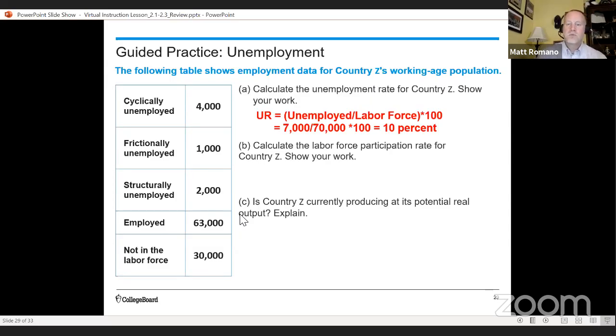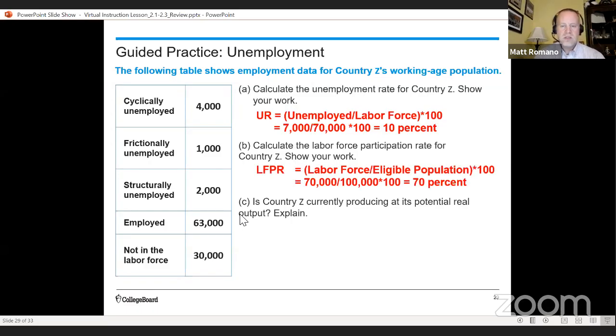Calculate the labor force participation rate, show your work. Okay, we need the labor force. We already said that in part A, the labor force is 70,000. We're taking that as a percentage of the total population. So that means we include the 30,000 not in the labor force. So 70,000 over 100,000, that's going to give us 70%.